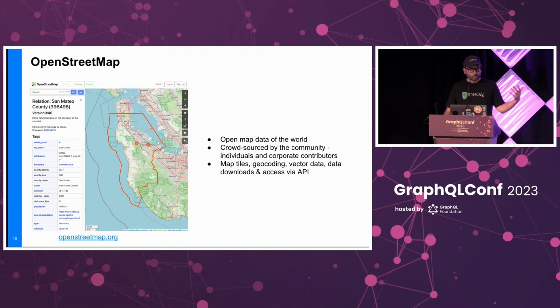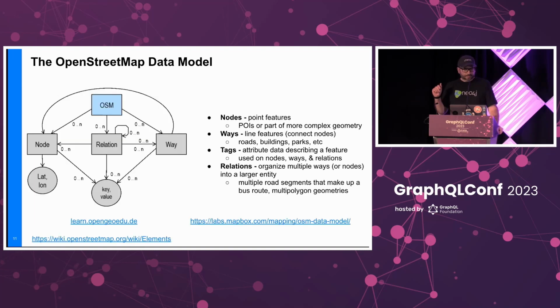If you're familiar with OpenStreetMap, this is probably the most valuable crowdsourced data set in the world. Almost every mapping application uses it. Here's the OpenStreetMap data model. We have nodes. These are your individual point features, like points of interest or maybe an observation in the middle of a street.